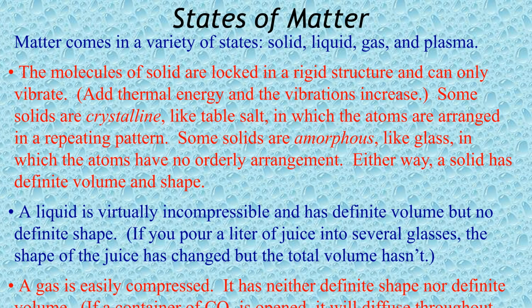Matter exists in 4 states: solid, liquid, gas, and plasma. Solids have a definite volume and shape, with molecules in a rigid structure. Liquids have a definite volume, but no definite shape. Gases are easily compressed and lack definite shape or volume. Plasma is an ionized gas, the most common form of matter in the universe.